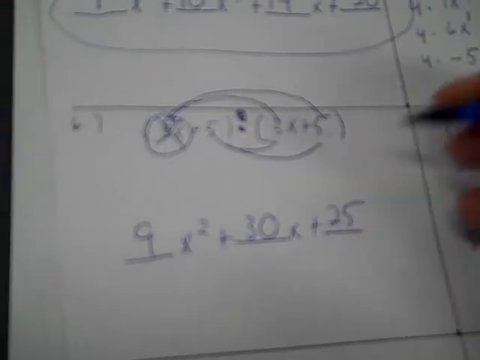The highest power I got in a product is x to the second. So blank x to the second plus blank x plus blank. For x to the second, I got 9. For x, looking at these, 15 plus 15 is 30. And then my last term is 25.